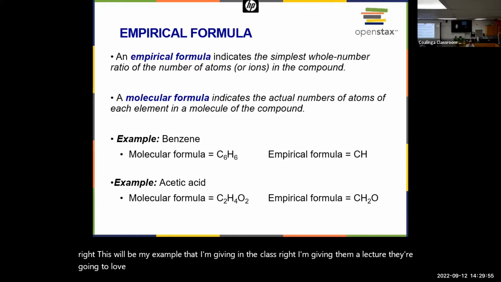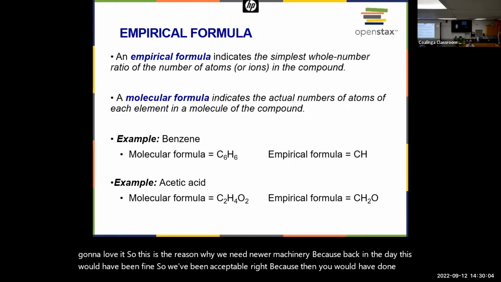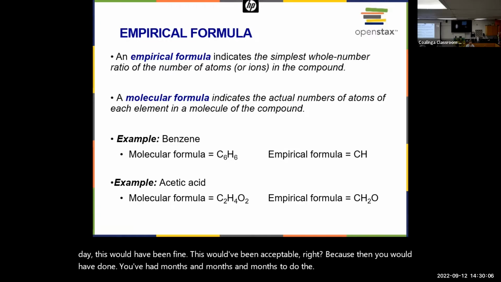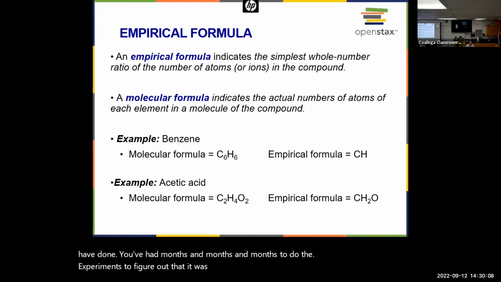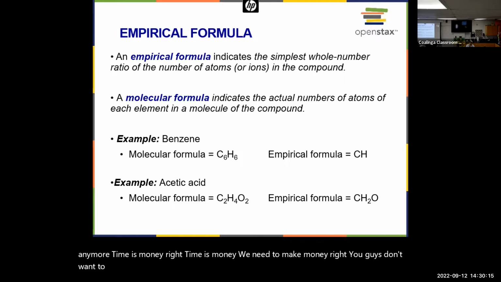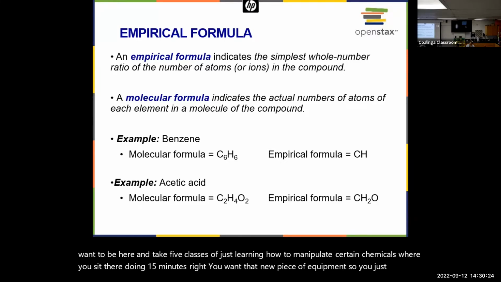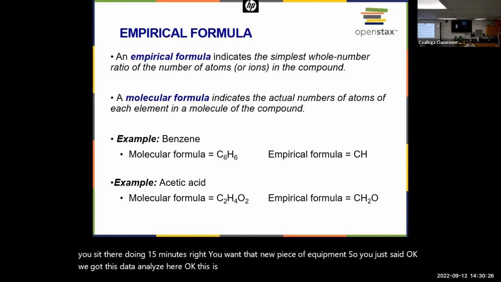So this is the reason why we need newer machinery, because back in the day, this would have been fine. This would have been acceptable, right? Because you had months and months to do the experiment to figure out that it was acetic acid instead of sugar. Well, we don't have that time anymore. Time is money, right? We need to make money. You guys don't want to be here and take 5 classes of just learning how to manipulate certain chemicals where you can do it in 15 minutes, right? You want that new piece of equipment so you can say, okay, we got this data, we just need to analyze it. Okay, this is what it is. Bam, that's it.